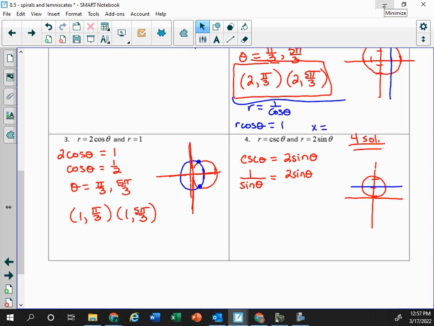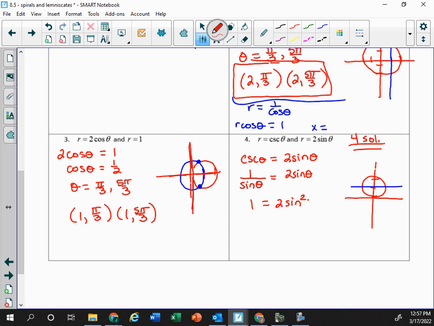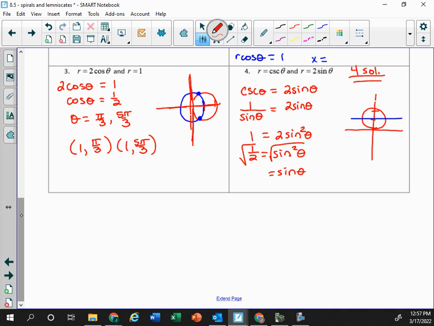All right, guys, let me go through this one. So cosecant, I know I could turn into 1 over sine. I could multiply both sides by sine, and I'd have 1 equals 2 sine squared theta, which means 1/2 equals sine squared theta. How do I get rid of the square? And what do I need to remember when I square root? Plus or minus, that's how you get the 4 solutions for this. And what is the square root of 1/2? Root 2 over 2, yes.